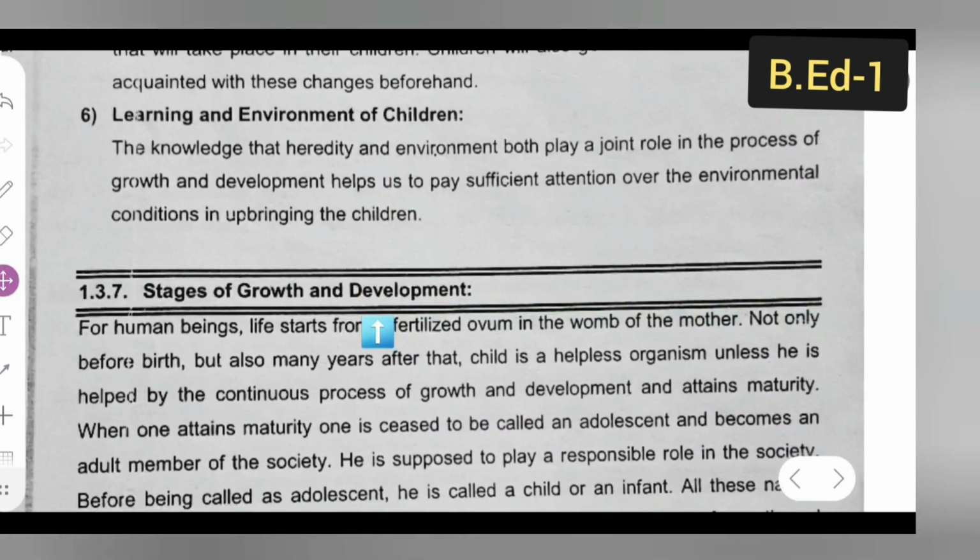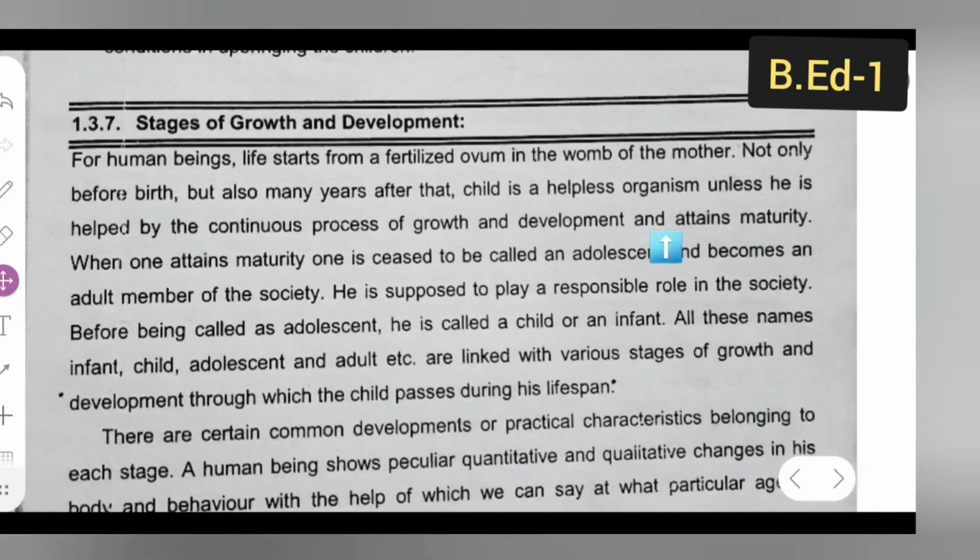Next, let us see the stages of growth and development. For a human being, life starts from a fertilized ovum in the womb of the mother. Not only before birth, but also many years after that, the child is a helpless organism unless he is helped by the continuous process of growth and development and attains maturity. When one attains maturity, one is called an adolescent and becomes an adult member of the society. He is supposed to play a responsible role in the society.